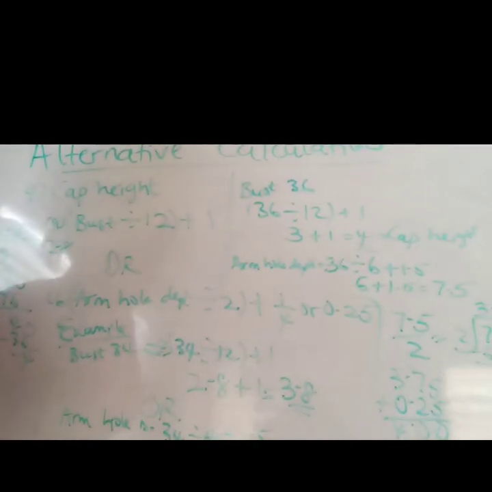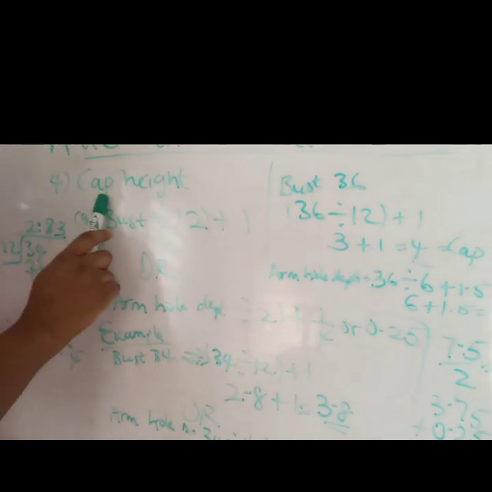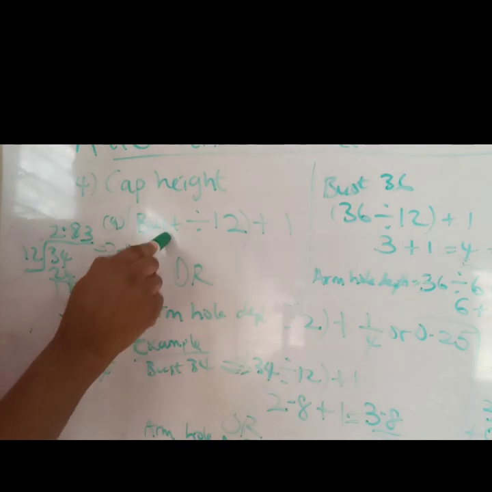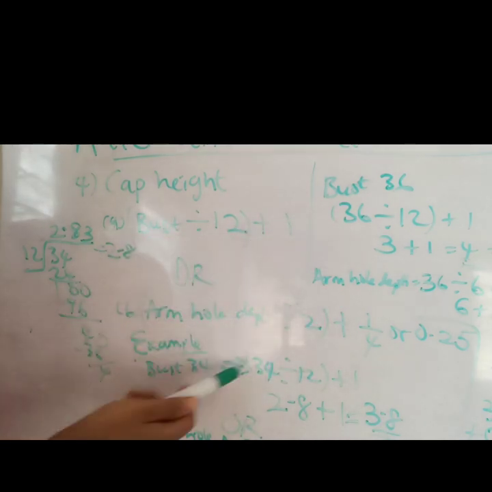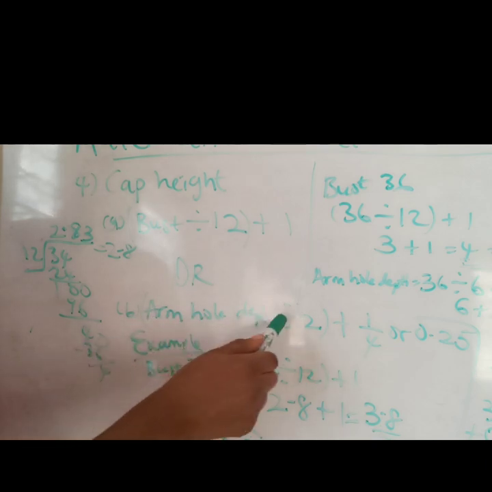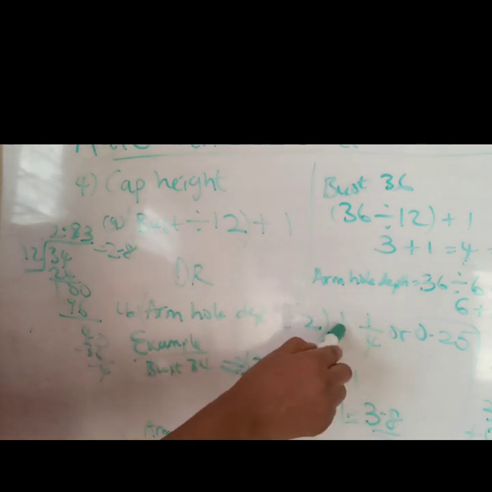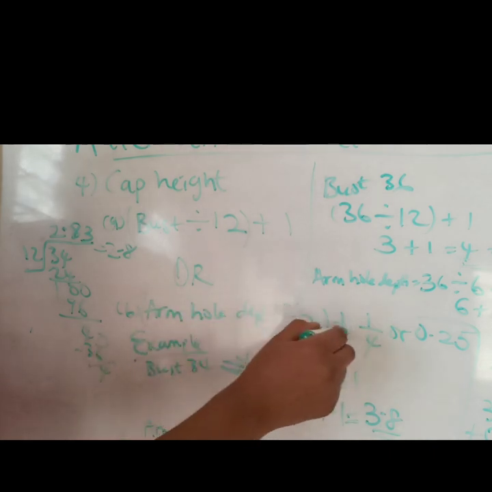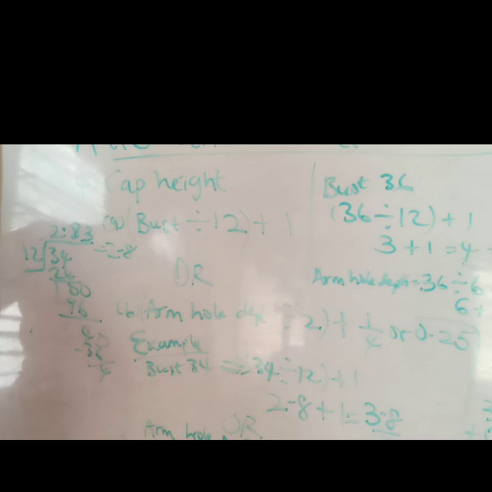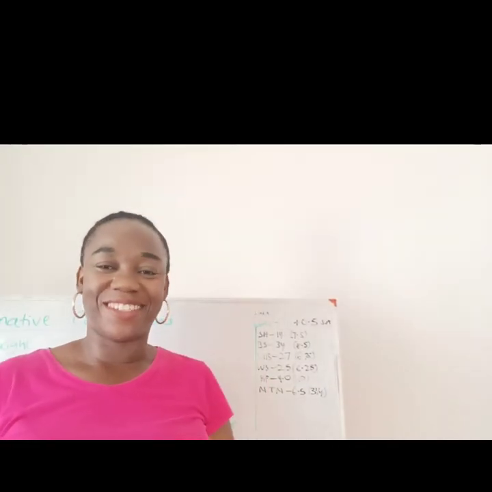So note that cap height is bust divided by 12 plus 1, or alternatively armhole depth divided by 2 plus a quarter, or armhole depth divided by 2 plus 0.25. Try it on your own calculation and let me know what you got.